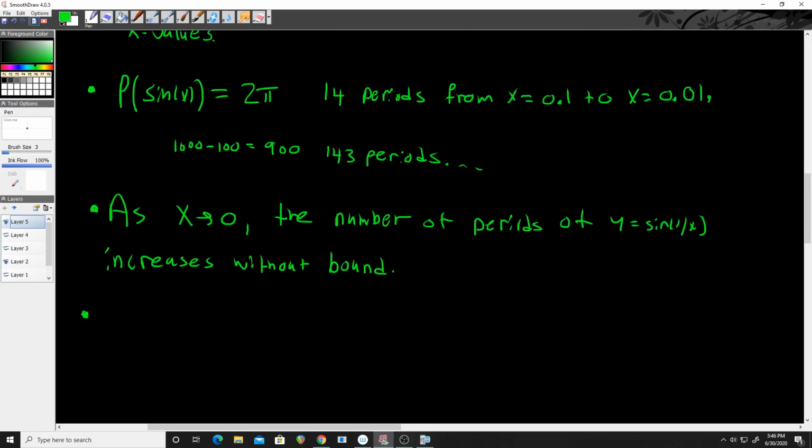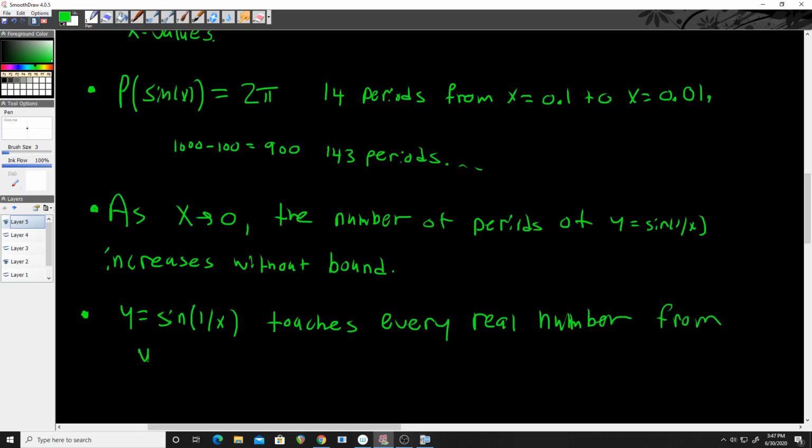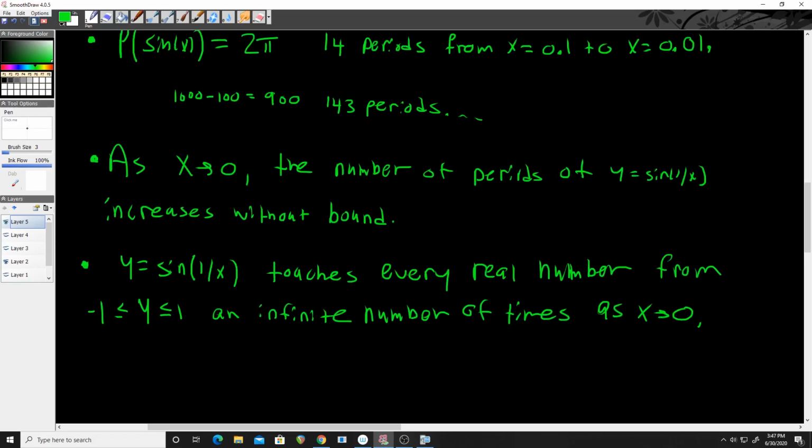As a consequence, y equals sine of 1 over x touches every real number from -1 to 1 an infinite number of times as x approaches 0.